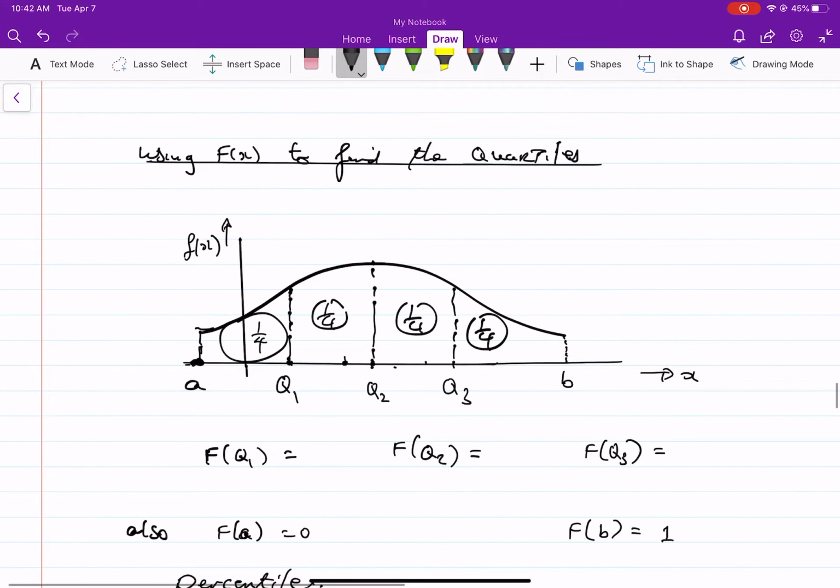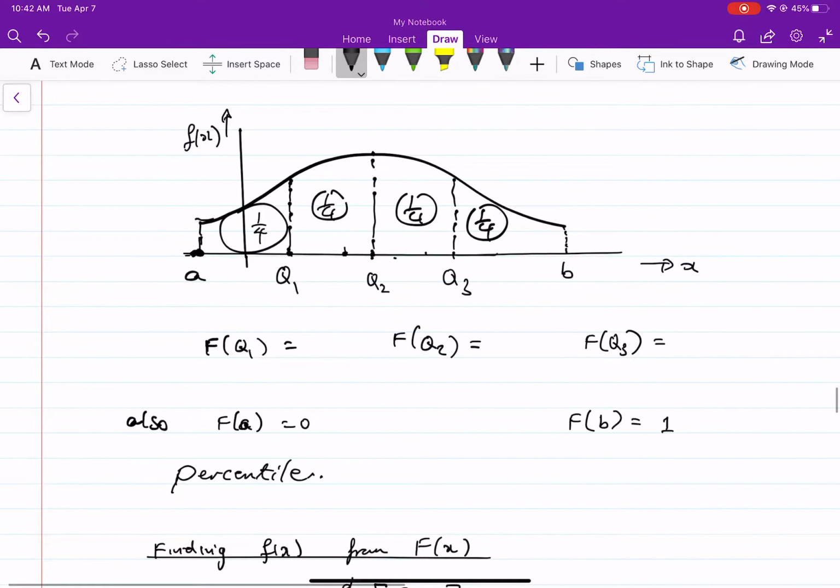Okay, how do you use big F of x, or the CDF, cumulative distribution function, to find the quartiles? That's pretty straightforward as well. You plug Q1 into the big F function. Big F of Q1 should give me a quarter. Big F of Q2 should give me a half. Big F of Q3 should give me 3/4.